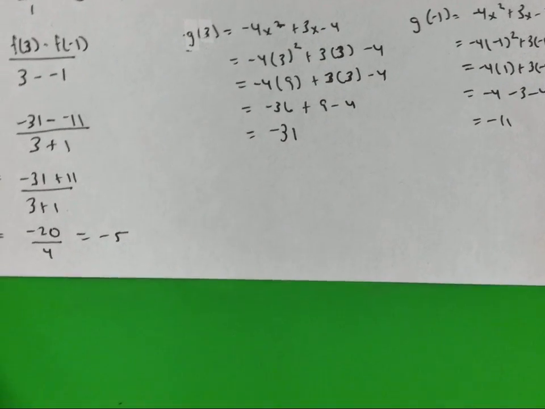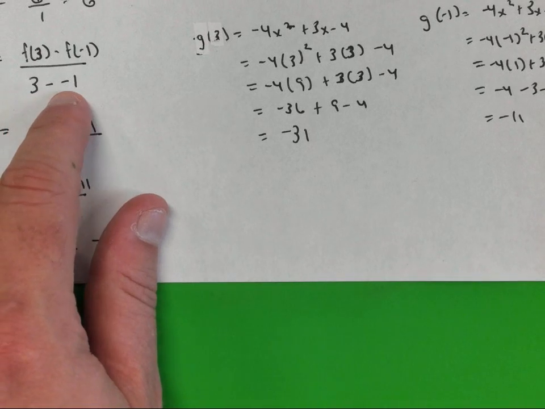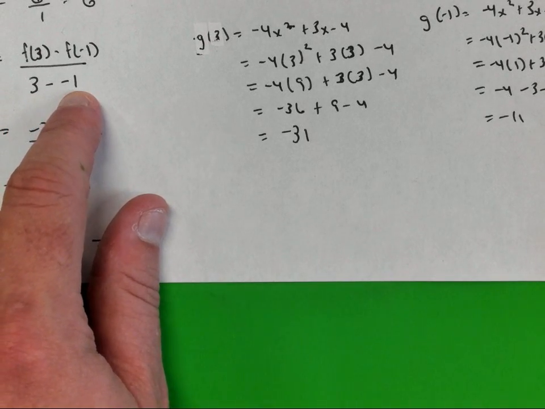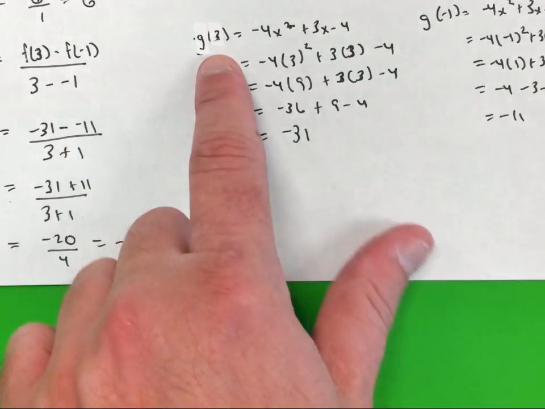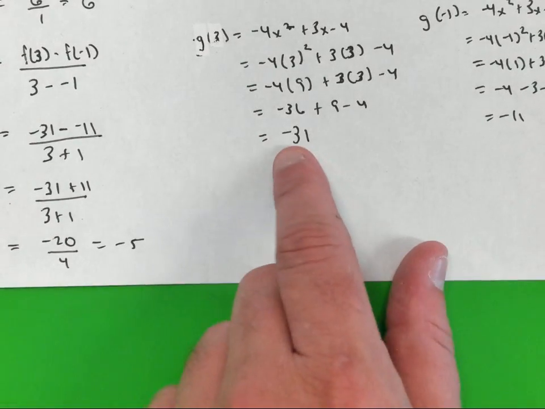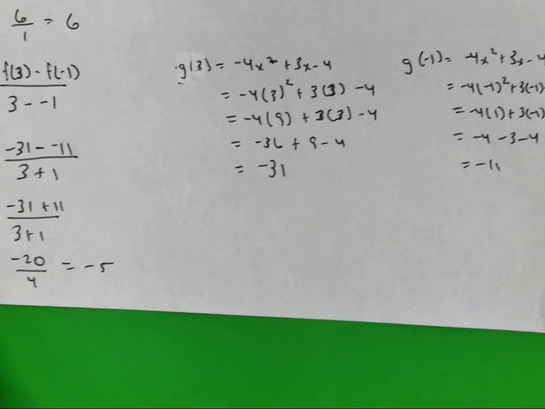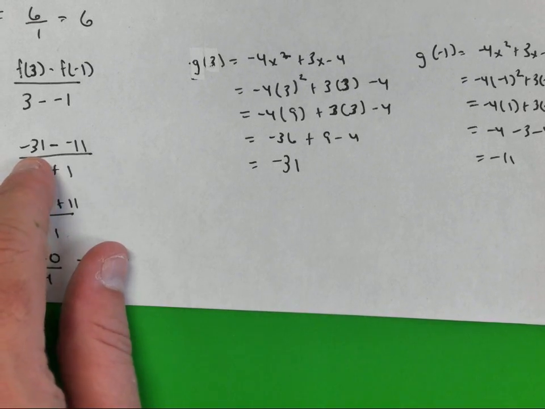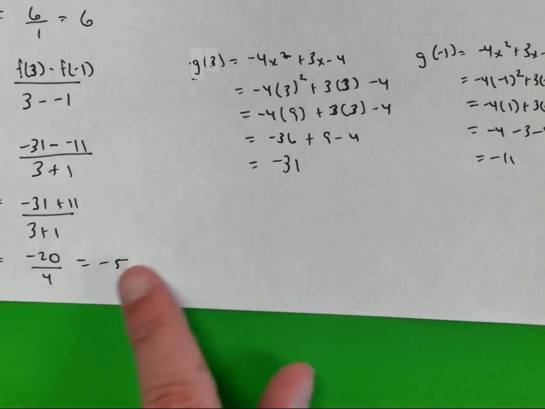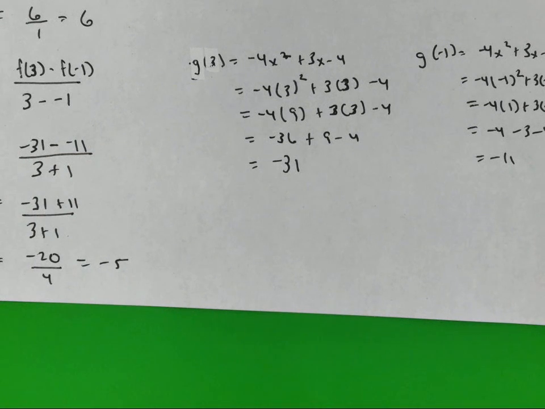And finally, number 4 is negative 5. Your x sub 2 is 3, minus x sub 1 is negative 1. Your g of 3, negative 31 goes here. And then g of negative 1 is negative 11. So negative 31 minus a negative 11, double negative, that becomes a positive, and you get negative 5.